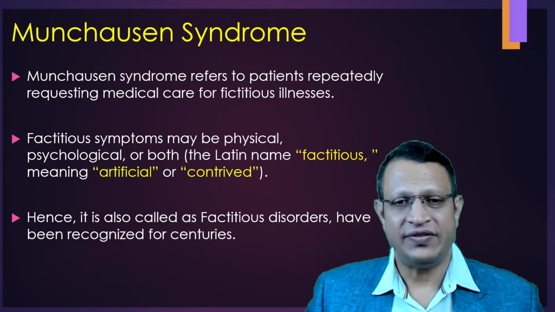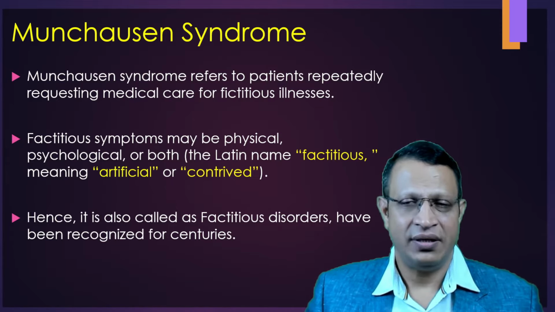The reason it is called factitious is that the word factitious means created artificially or contrived symptoms. These symptoms can be physical or psychological. Hence, it is called factitious disorder. However, the term Munchausen syndrome was first coined by Dr. Richard Alan John Asher in 1951.